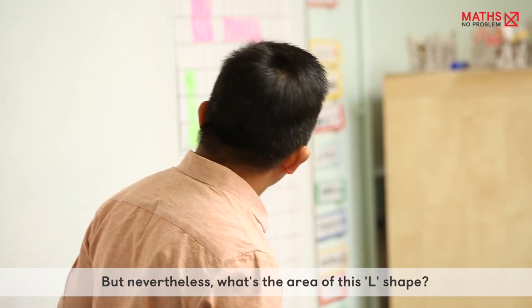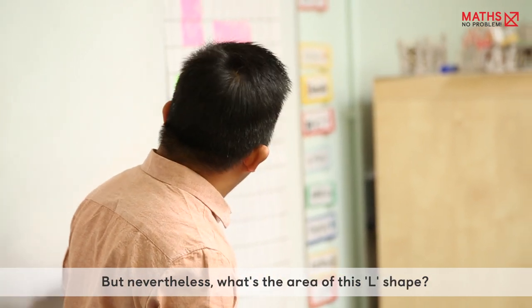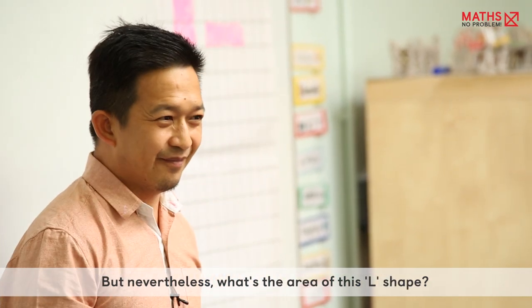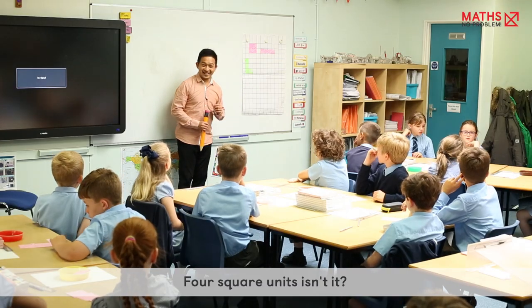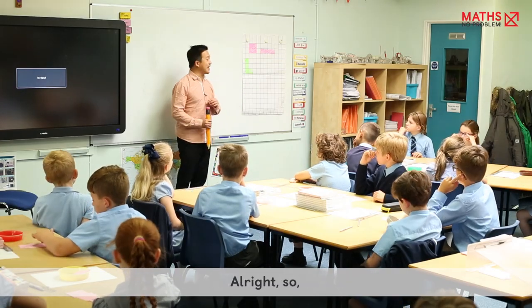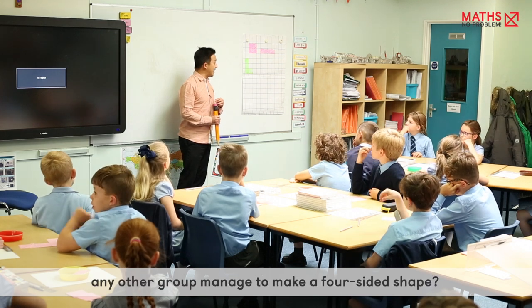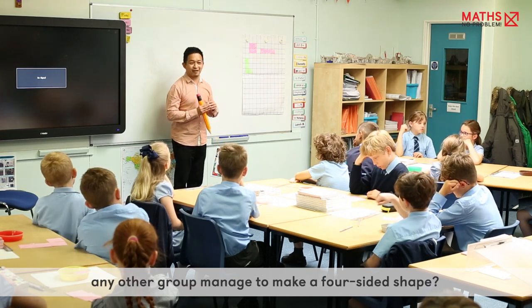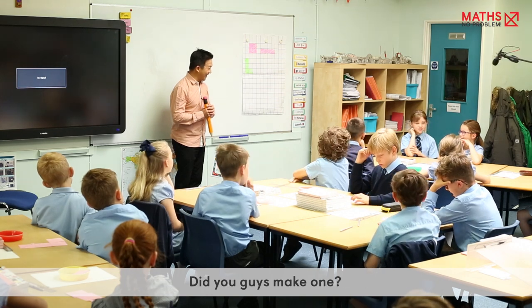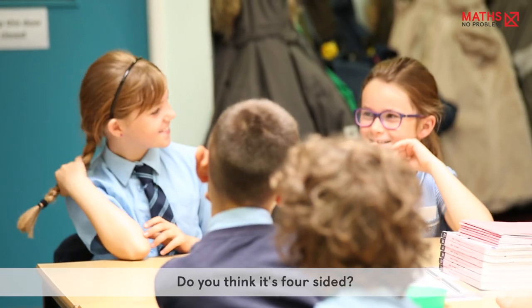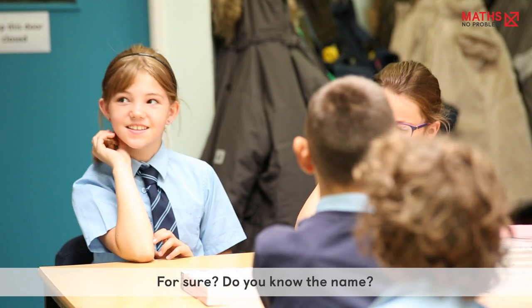But nevertheless, what's the area of this L shape? Four square units, isn't it? Still the same as before? Alright, so did any other group manage to make a four-sided shape? Did you guys make one? You think it's four-sided? For sure? Do you know the name?